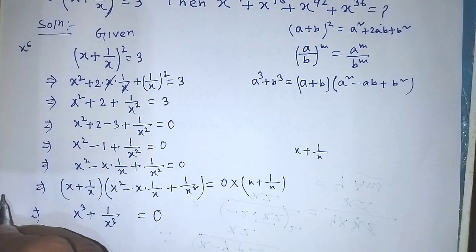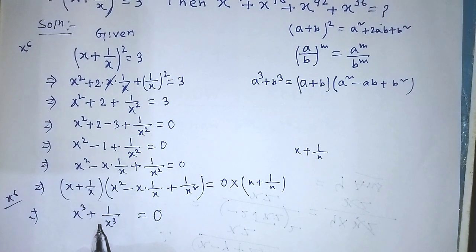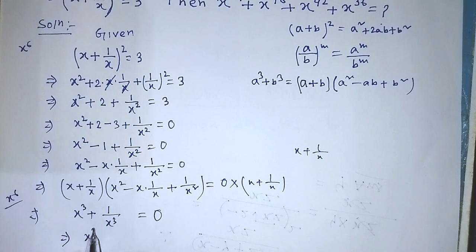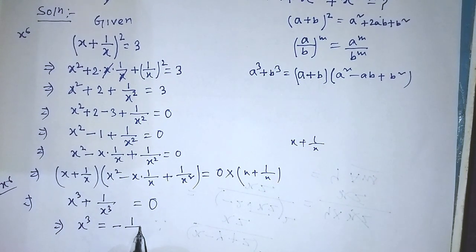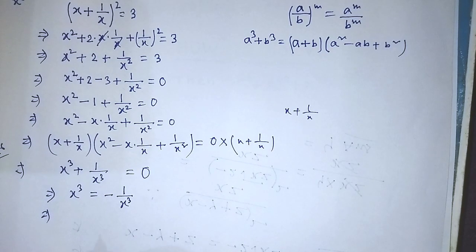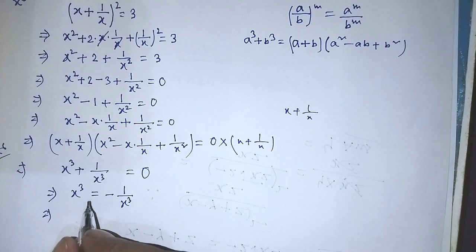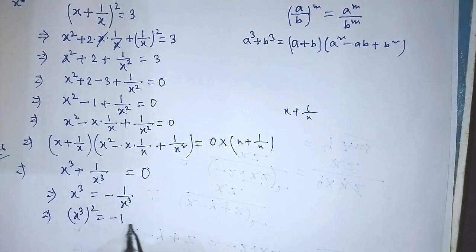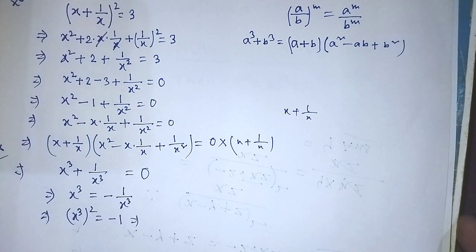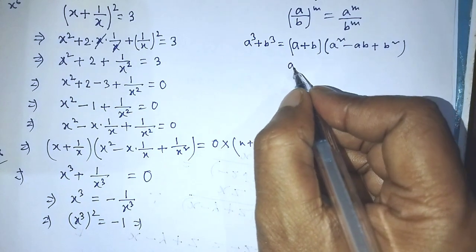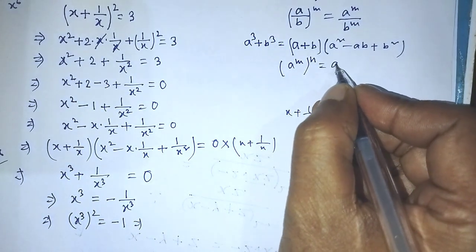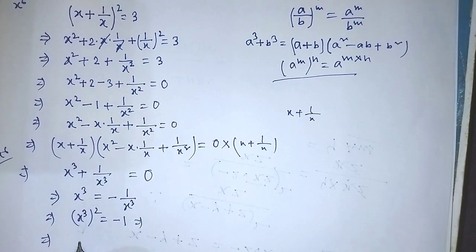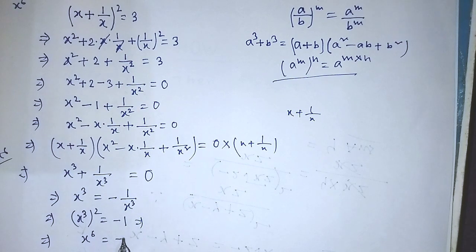So student, to find the value of x^6 from this equation, we have to transpose 1/x^3 from the left hand side to the right hand side. So now we write x^3 = -1/x^3. According to the cross multiplication rule, we can write (x^3)^2 = -1. To simplify the left hand side we apply the formula (a^m)^n = a^(m n). So now we can write from the left hand side x^6 = -1.